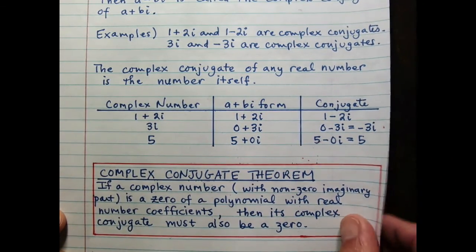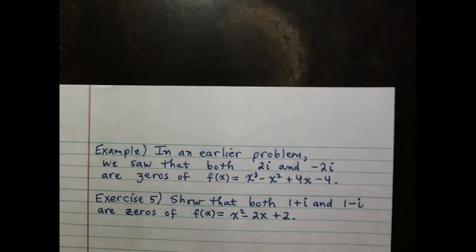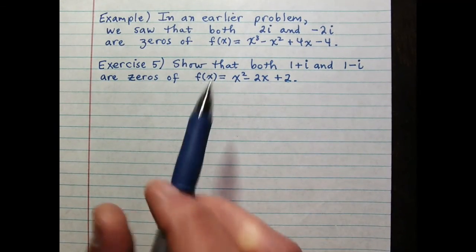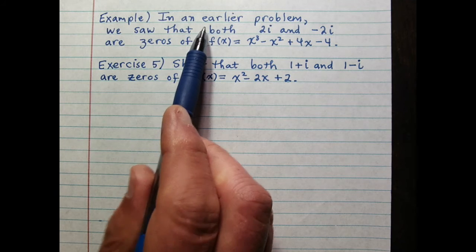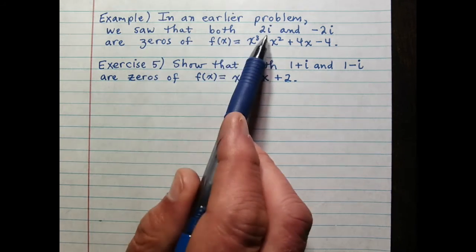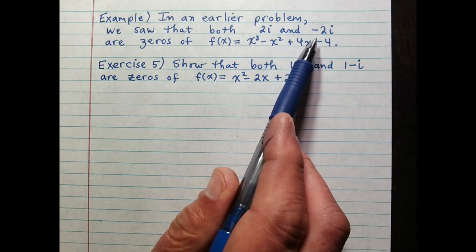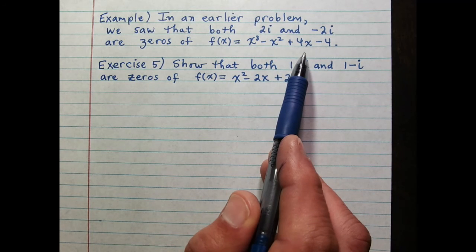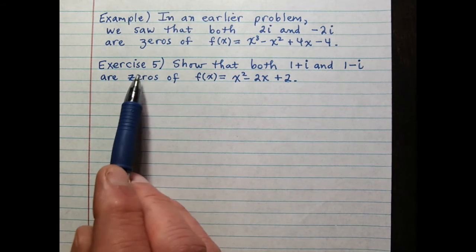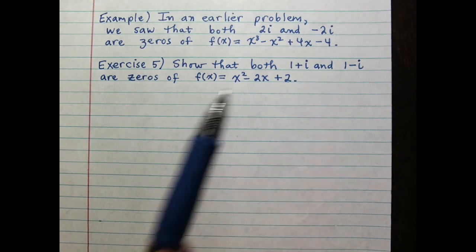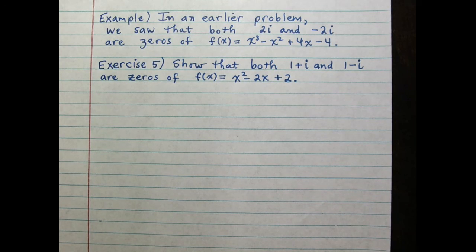So I want to look at one example before we do a problem. Let's just look at this example, and then we're going to cut off the video and we'll do the exercise in the next. In an earlier problem, we saw that both 2i and minus 2i are zeros of this polynomial. That was an example that we worked out together. So in the next portion, we'll do example 5, where we're going to look at another pair of complex conjugate zeros.